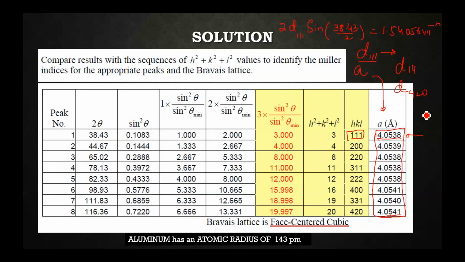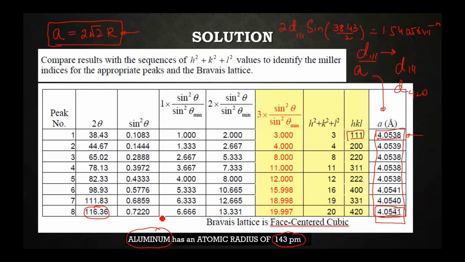And once you have the A value, you could use the 2 under root 2 R relationship to find out the atomic radius. It is always advisable to use the lattice parameter calculated from the peak which has the highest 2 theta angle to calculate the atomic radius. So the atomic radius comes out to be 143 picometer, and this belongs to aluminum. Clear enough?